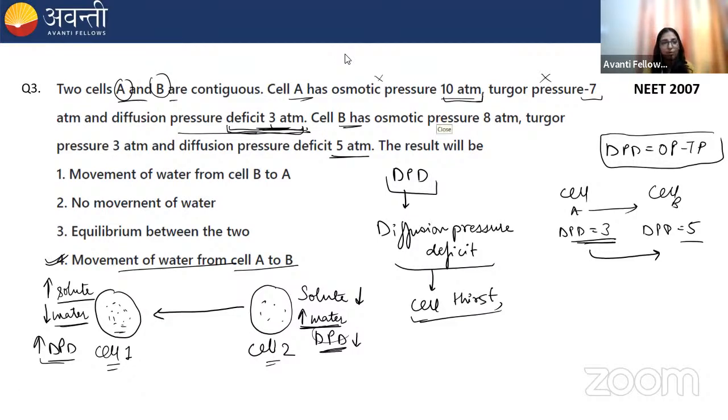Very good, Gauri, it is 4. Now moving next.